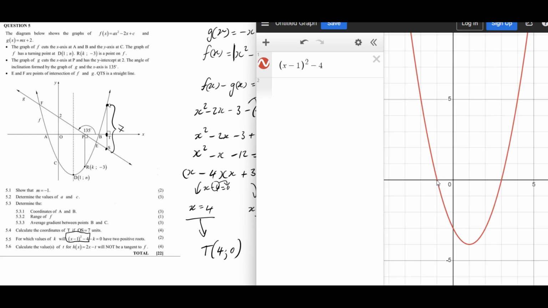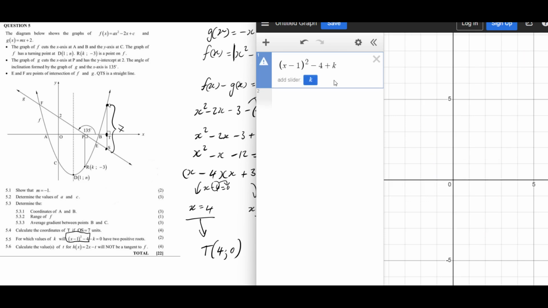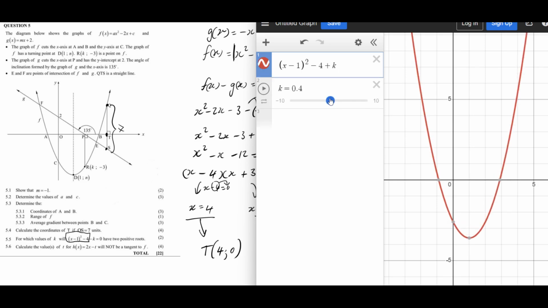So if I'm going to take this and add a k, plus something, that plus something shifts your graph up and down. We should know that. Whatever you add at the end of the whole thing moves it up and down. So what must you add or subtract? Let's make it 0 for a second. What must you add or subtract so that this function only touches on the right hand side?